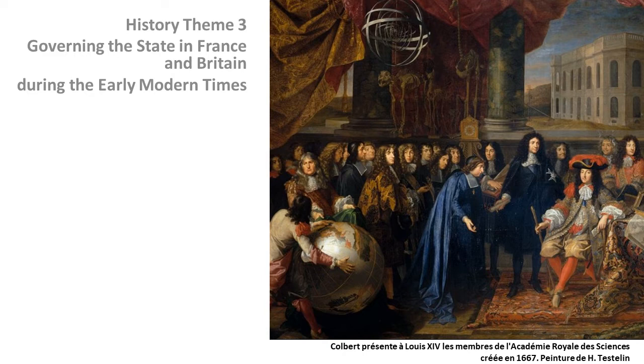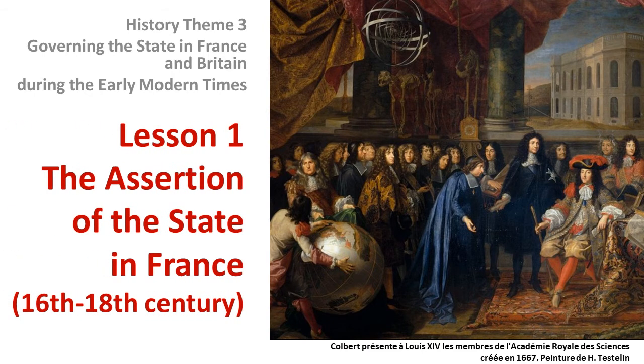And what is interesting with Theme 3 is that in the new French syllabus we must study this topic with a comparison between a French way of building the state and then a British way. And so this lesson 1 will be about the assertion of the state in France from the 16th to the 18th century. By assertion, we mean that the state imposed itself to the people and the other institutions of the country.